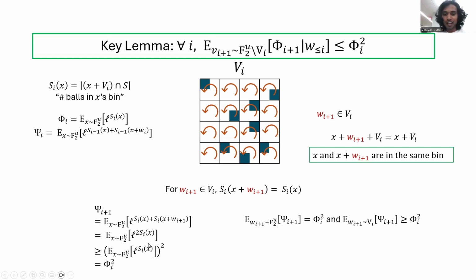In particular, we've now shown the global average of psi sub I plus 1 is phi sub I squared, and we've shown the average within V sub I is greater than or equal to phi sub I squared. Therefore, the average outside of V sub I of psi sub I plus 1 is at most phi sub I squared. And then we show that that quantity is just equal to phi sub I plus 1. Hence, we've finally shown the average over W not in V sub I of the I plus first potential is at most the ith potential squared. And thus, this concludes the proof of existence.